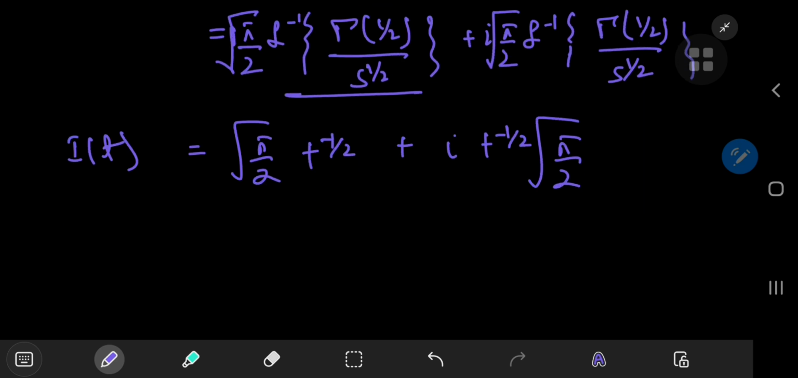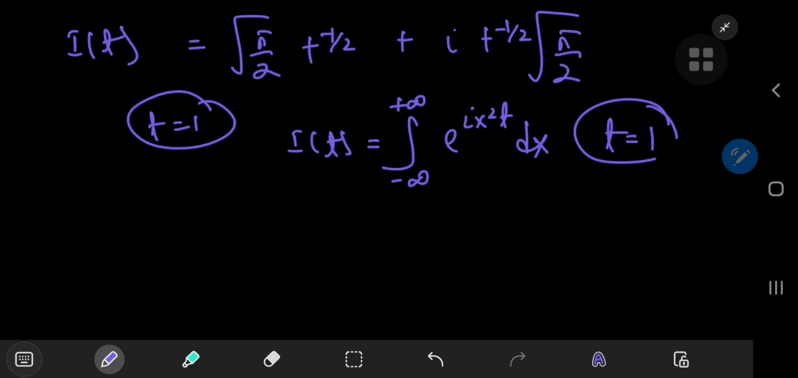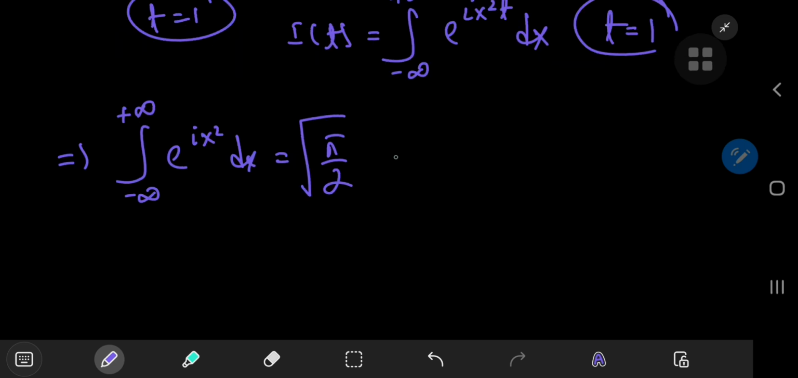And we were interested in the case where t equals 1, right? Remembering that our integral function I of t is in fact the integral from negative to positive infinity of e to the, not negative, it was a positive term, ix squared t dx. So we're interested in the case where t equals 1. So in case t equals 1, that means your integral, which is the integral from negative to positive infinity of e to the ix squared dx, equals square root pi by 2 plus I times the square root of pi by 2.